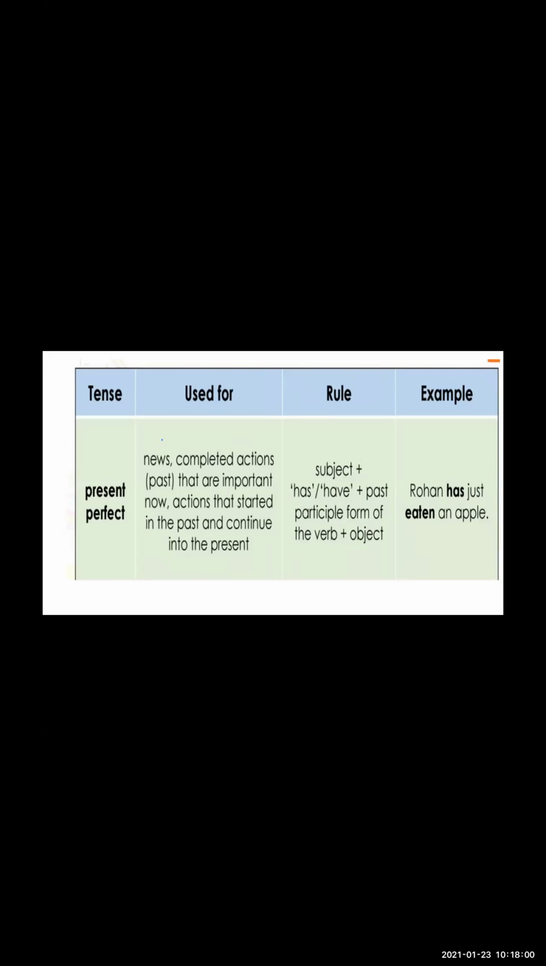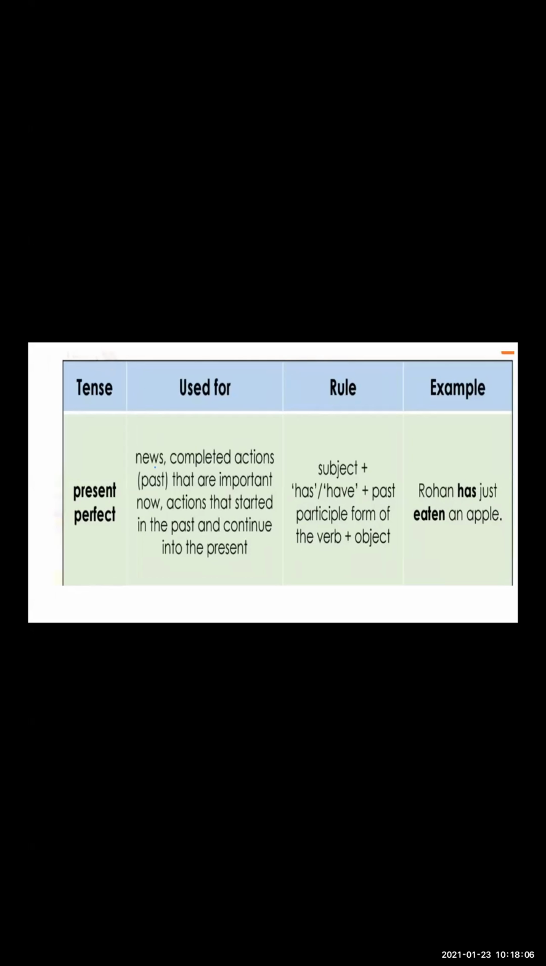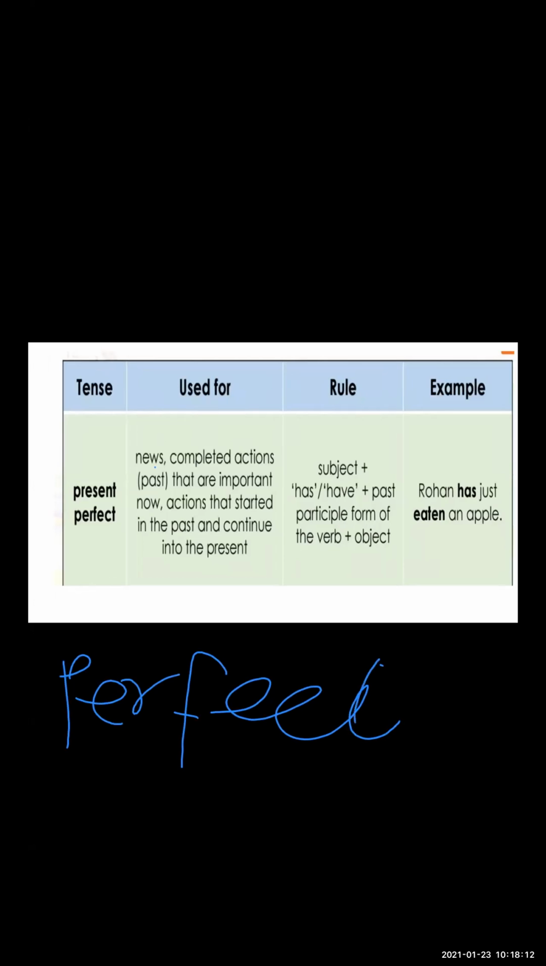Let's talk about the present perfect. What is the next form? The third one is perfect. Let's talk about the perfect tense. In the present perfect tense, you use it for completed actions in the past that are important right now, and for actions that started in the past and continue in the present.